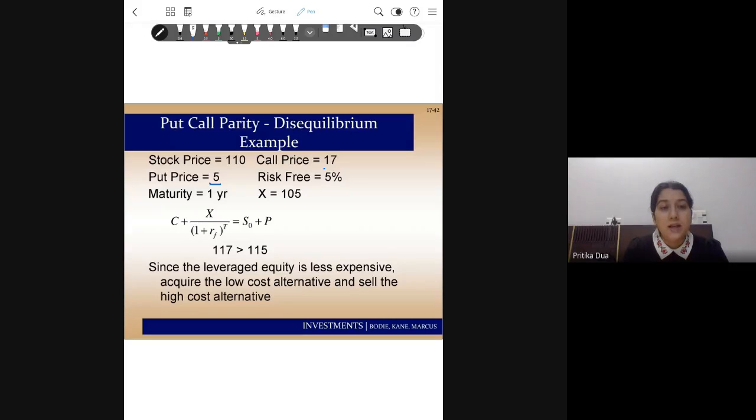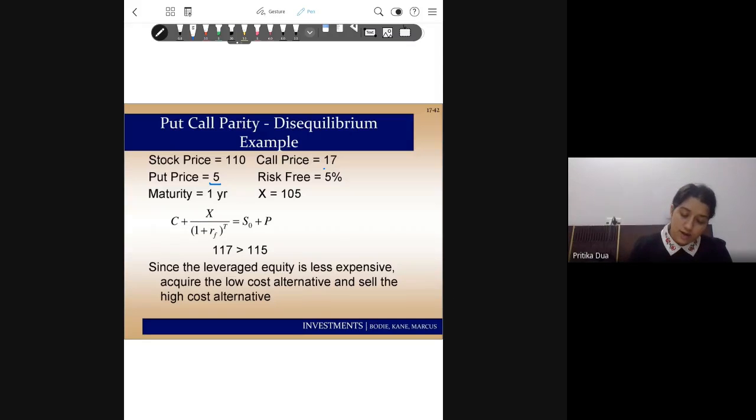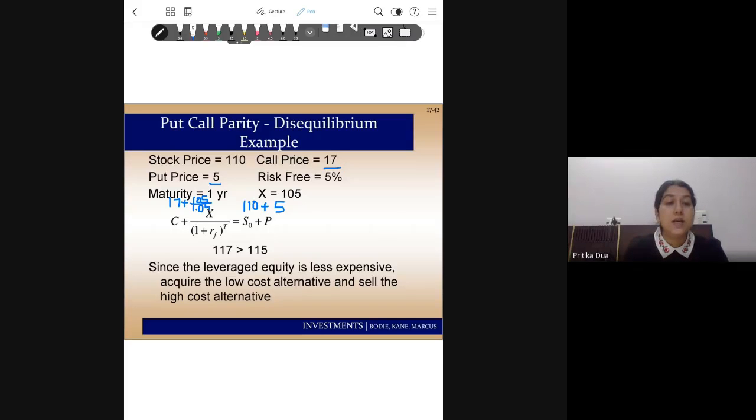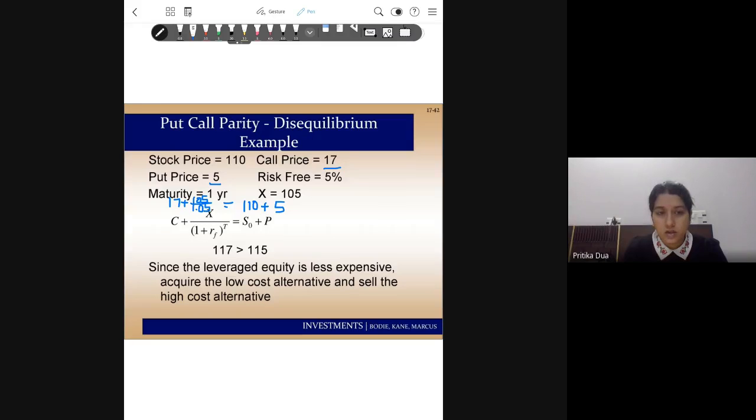So when you put these values in the put call parity equation, your S0 is 110, your put price is 5, your call price is 17, and you are investing an amount which is giving you 105 in 1 year, which means you are investing 100 rupees right now, which will mature to 105 in 1 year. So today at point zero, the put call parity does not hold.